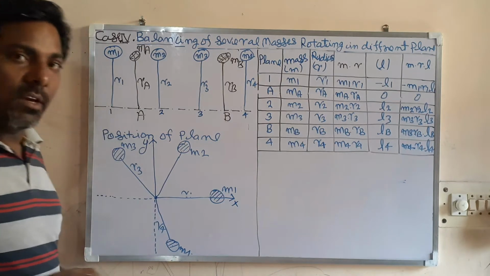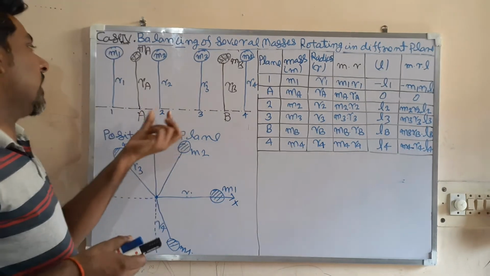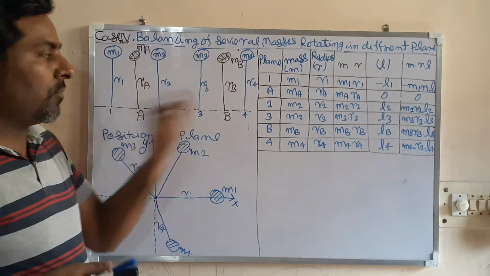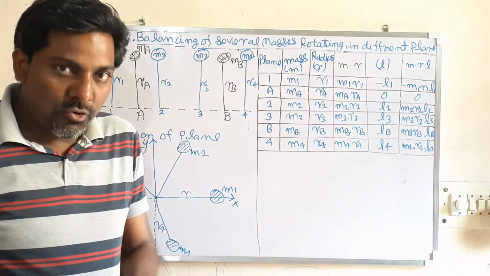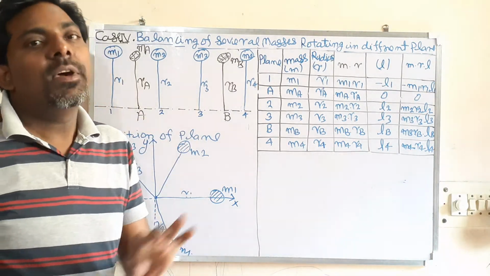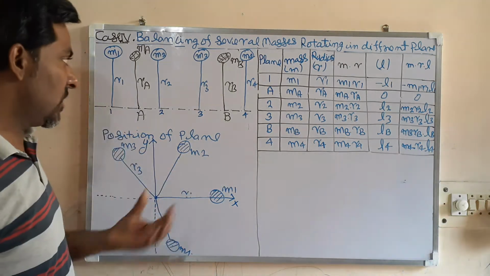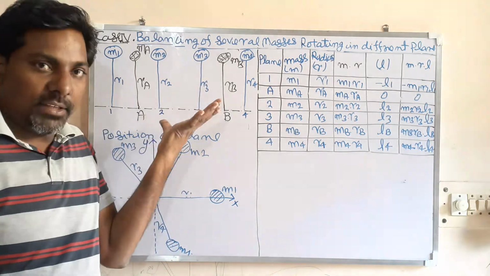This is the plane B. So I have taken the balancing mass in between 1 and 2 and 3 and 4, but in a problem they can give in between any plane. So whatever is given in the problem, you solve accordingly. Just for the illustration purpose, I have taken this.